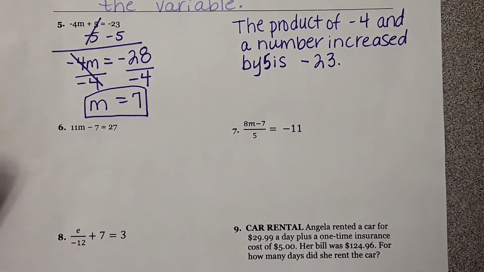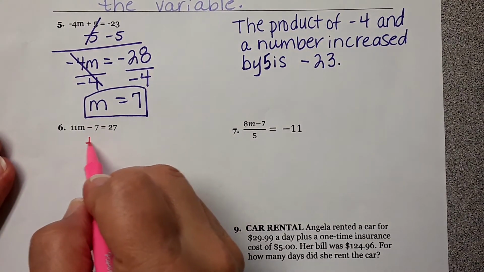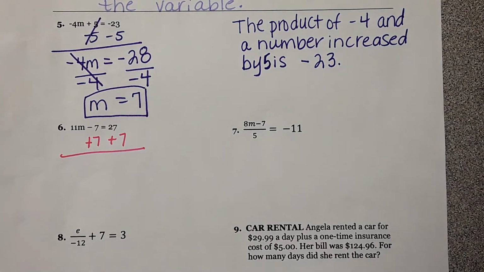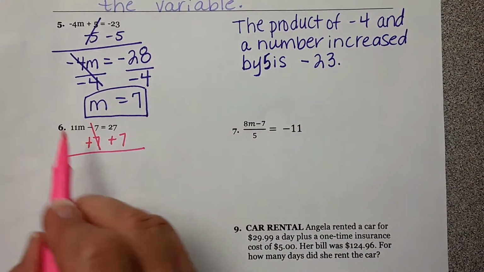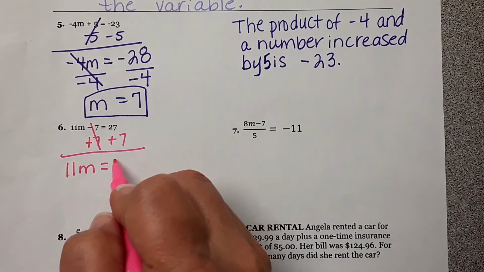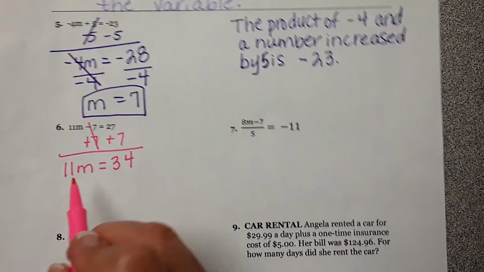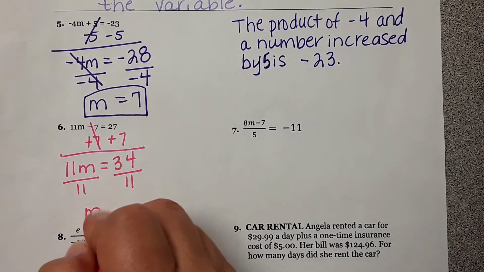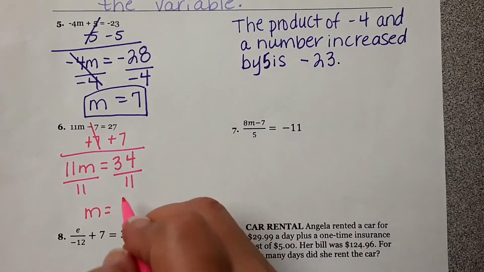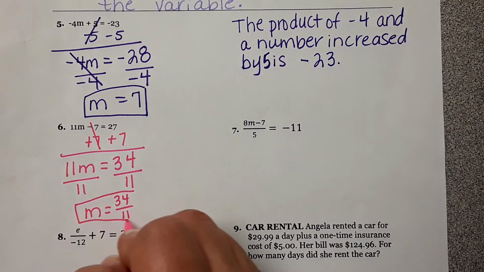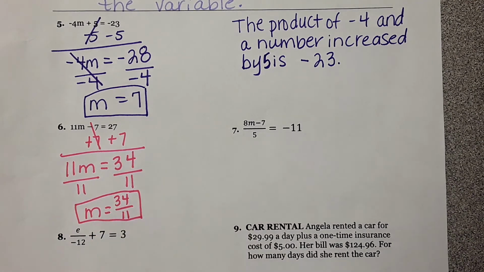What am I going to do first on number 6? Add 7. Remember, you do the opposite. Since 7 is being subtracted, we're going to add. They cancel out. I'm left with 11m equals 34. I'm going to divide by 11. You guys, 34 over 11 doesn't go in, so we're just going to leave it as 34 over 11. That is a great answer. You don't have to do anything else.